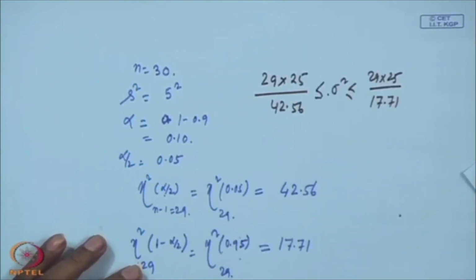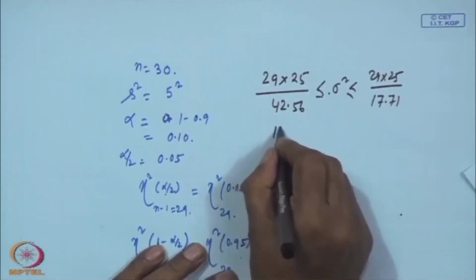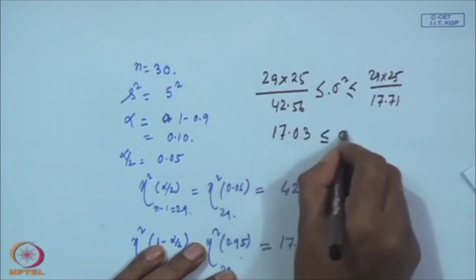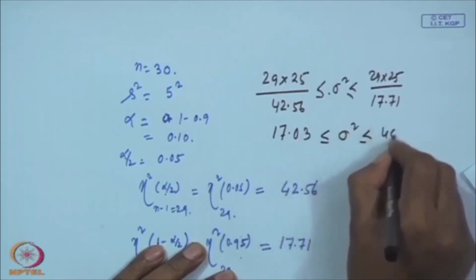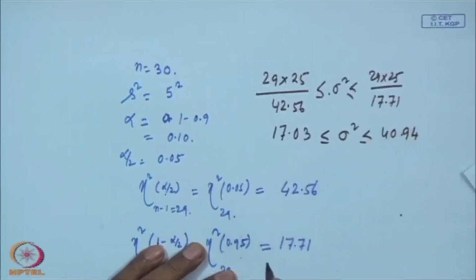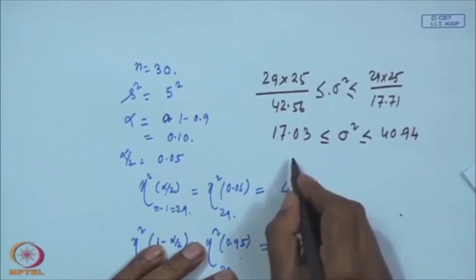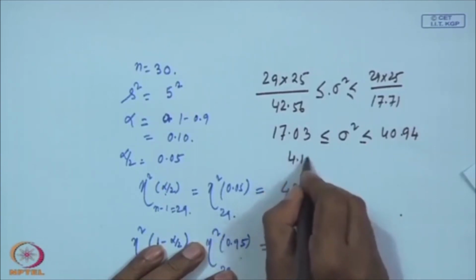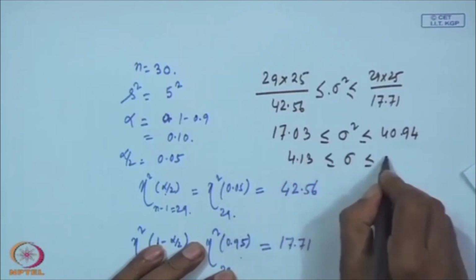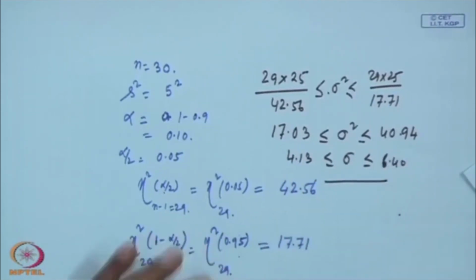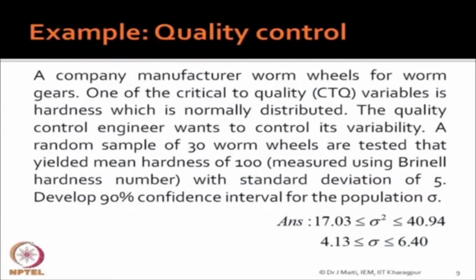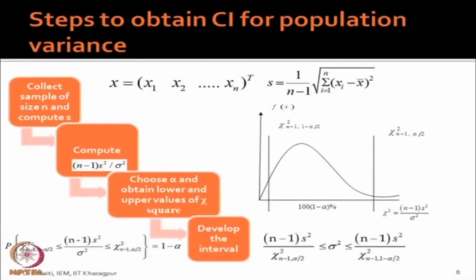Using the formula, what is the result? The ultimate result will be like this. You will get 17.03 less than or equal to sigma square less than or equal to 40.94. And if you go by sigma, then taking the square root, 4.13 less than or equal to sigma less than or equal to 6.40. That is interval estimation. So, if you really want to know how to go about interval estimation, please keep in mind you must know the statistic.